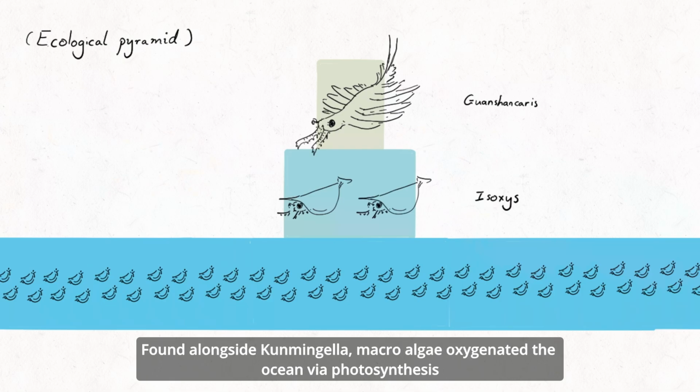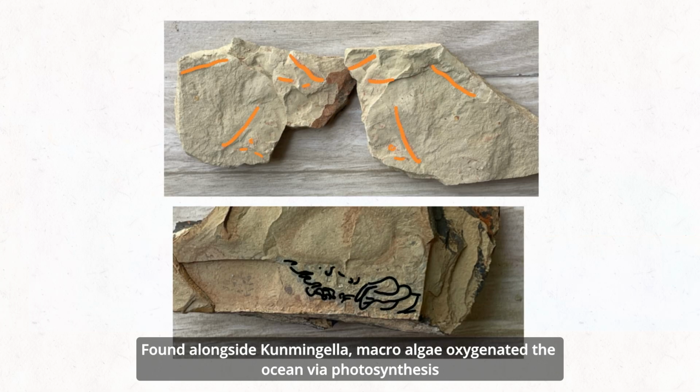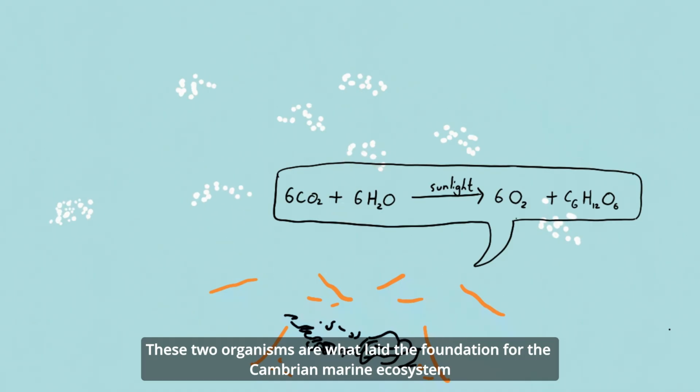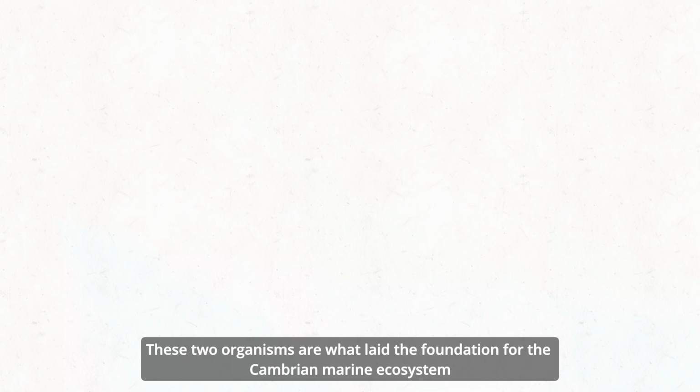Found alongside Cambrian, macroalgae oxygenated the ocean via photosynthesis and provided food for primary consumers such as, potentially, Cambrian. These two organisms are what laid the foundation for the Cambrian marine ecosystem.